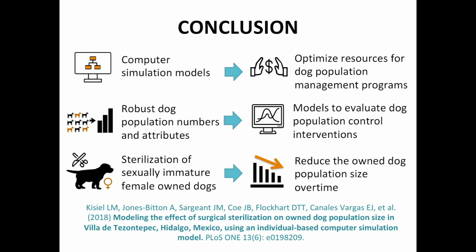And lastly, the model suggests that the sterilization of sexually immature female owned dogs could reduce the owned dog population size over time. If you want to know more about the model and the results that resulted from the model, you can read our article in PLOS ONE.